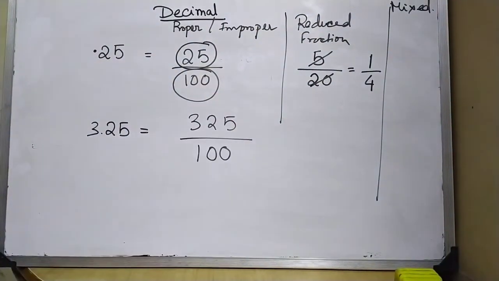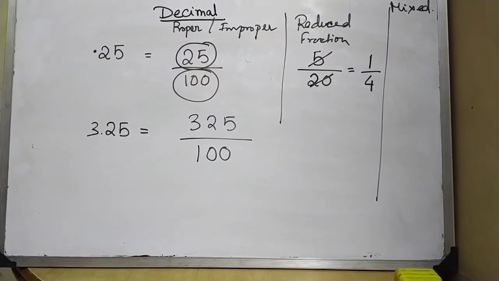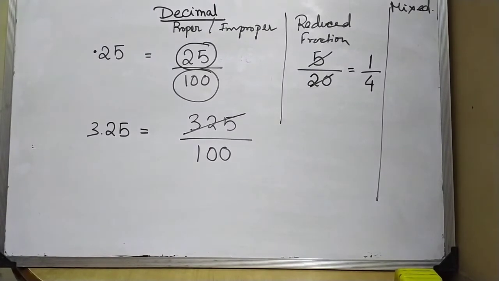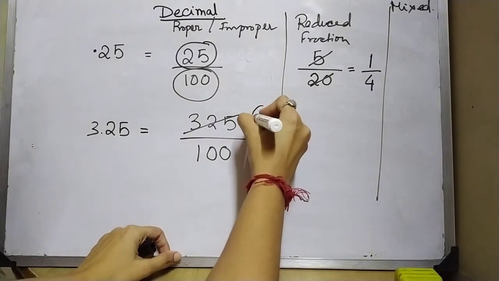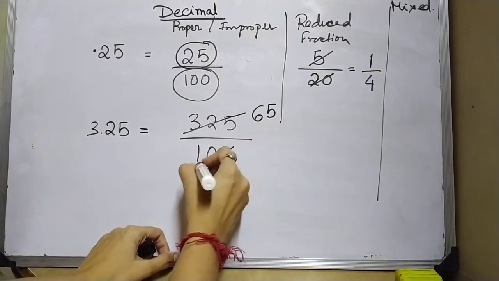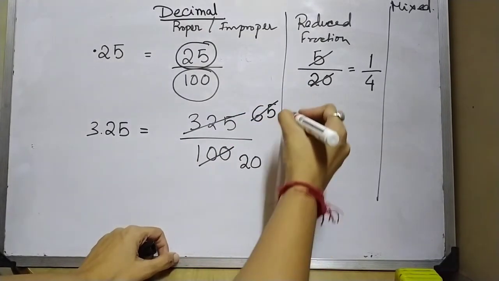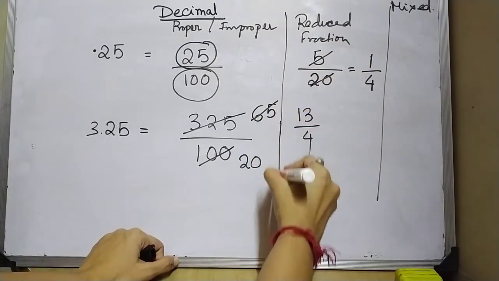Now first, what will we do? We will reduce the fraction by cancelling the numerator and the denominator by 5. If I divide 325 by 5, I will get 65, and here I will get 20. Again I am cutting with 5, so I will get 13, and here I will get 4. So this is the reduced fraction that I get.